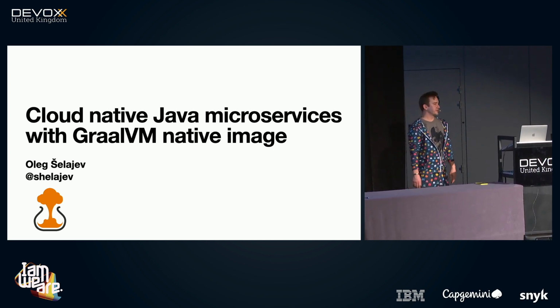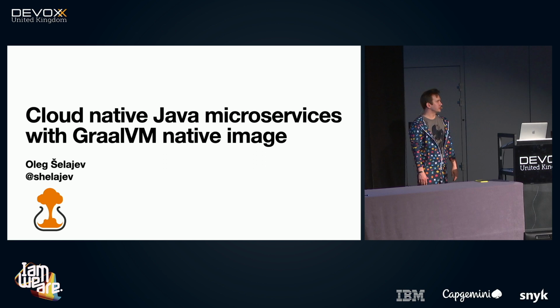My name is Oleg Šelajev, and today we're going to talk about cloud-native Java microservices with GraalVM native image, which is, I feel, a very interesting title because it compiles most of the buzzwords, except blockchain, that people are interested in.